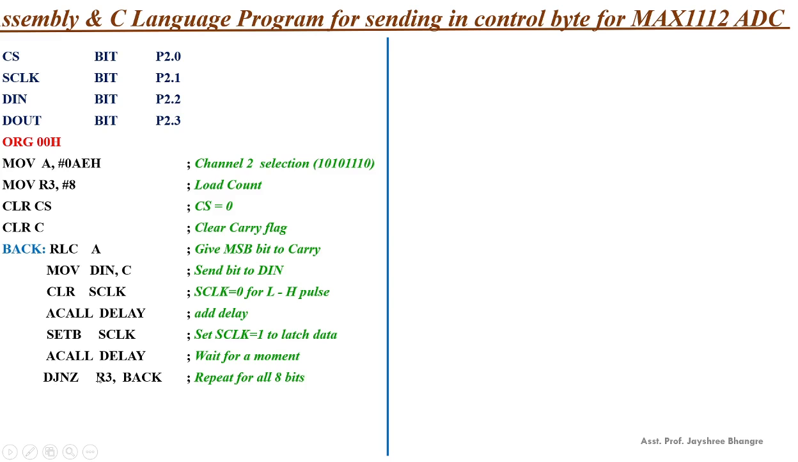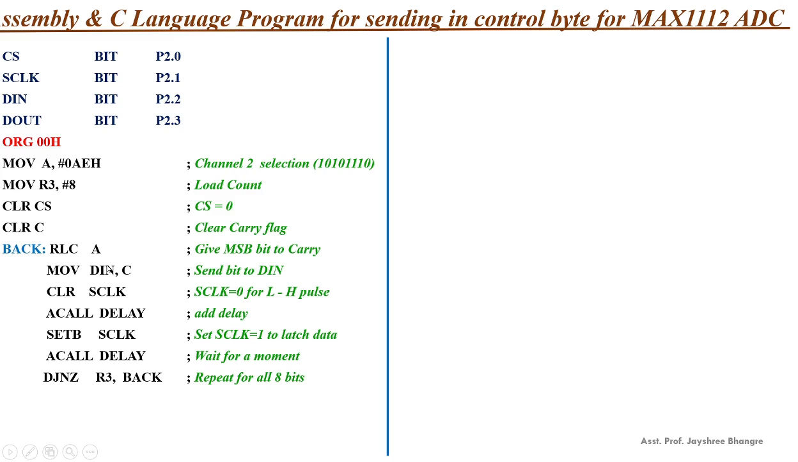So we have loaded the value 8 into R3, so we have to send all these 8 bits. We are using this as a counter. So it is not 0, so it will go to this location. Again it will rotate the accumulator by 1 bit and the MSB bit will be loaded into the carry. So here the next bit will be loaded into the carry now. Again this will be given to the DIN pin using the instruction MOV DIN, C.